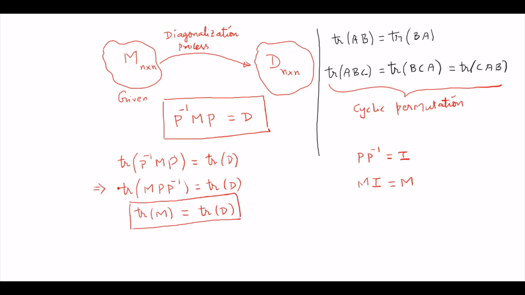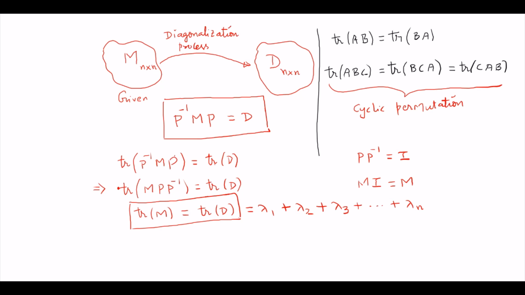So the trace of the matrix is the same as the trace of the diagonal matrix. Now what is this? It is the sum of eigenvalues. For a 2 by 2 matrix, the sum of two eigenvalues. For a 3 by 3 matrix, lambda 1 plus lambda 2 plus lambda 3. For an n by n matrix, it is the sum of the n eigenvalues. So this is a very important thing, and this property is invariant under the similarity transformation.